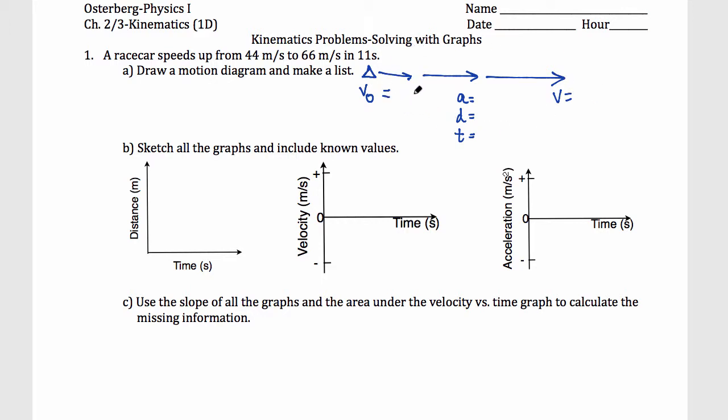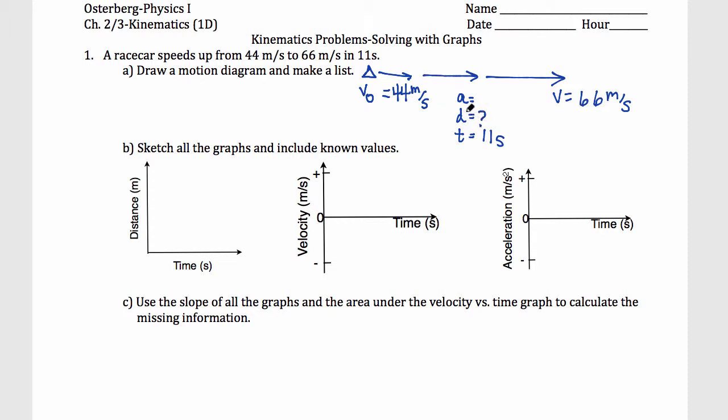Reading the problem, meters per second. Meters per second is a unit for velocity. So it says this is where it starts from. So I know that this right here is the original velocity. So I'd mark this 44 meters per second. The final velocity is 66. I know meters per second is a unit for velocity, so I plug in the 66 for the final velocity because that's where it ends up. In 11 seconds. Seconds I know is a unit for time, so I'm going to plug that in for time. I don't know the distance.